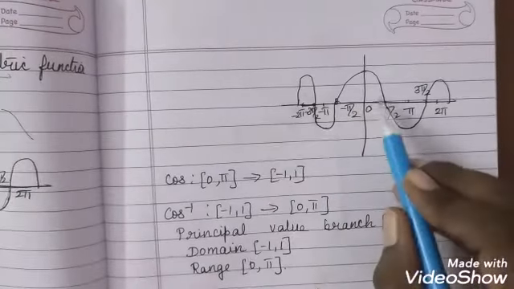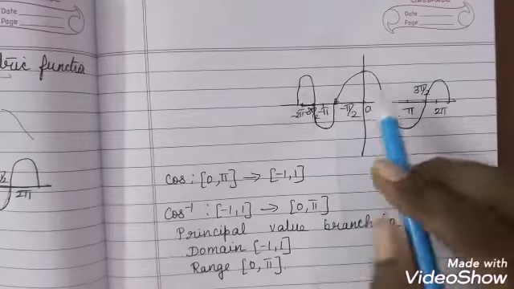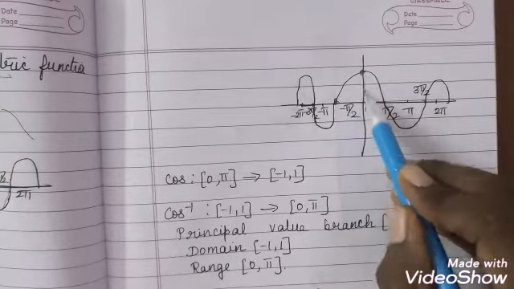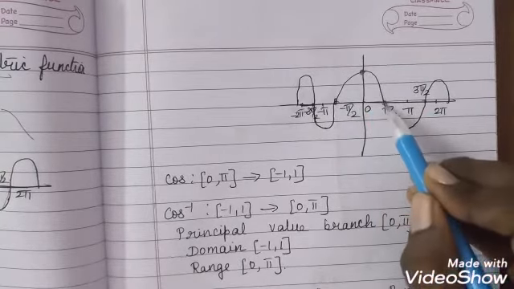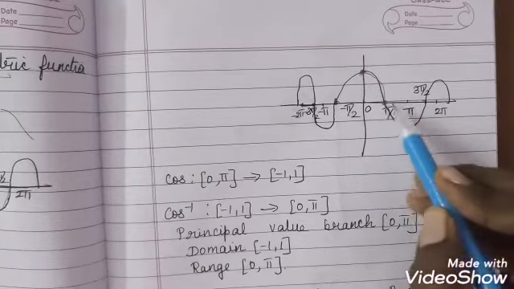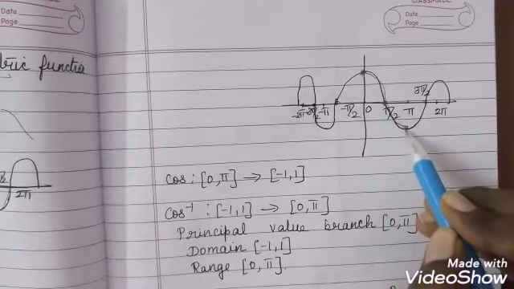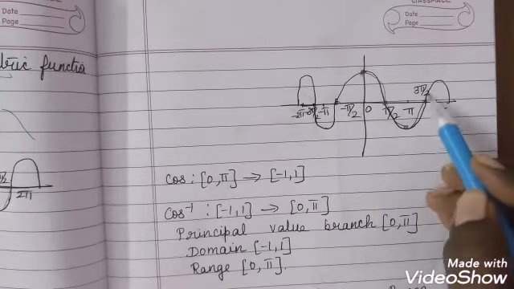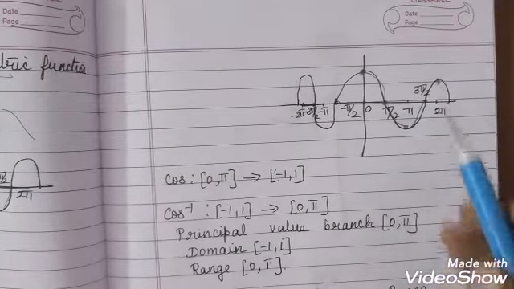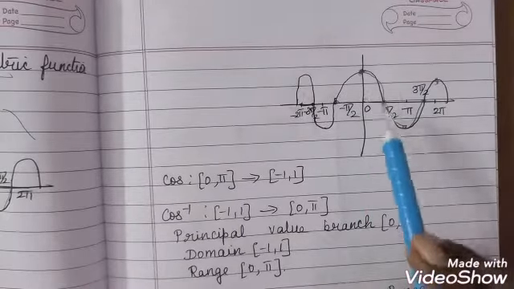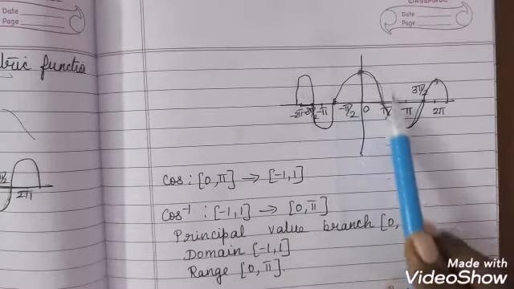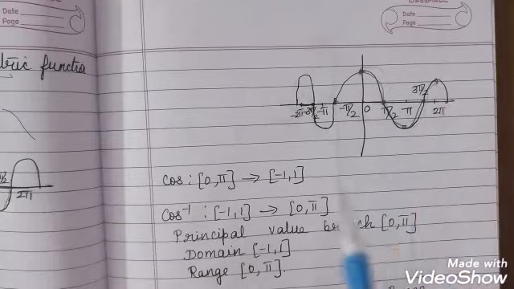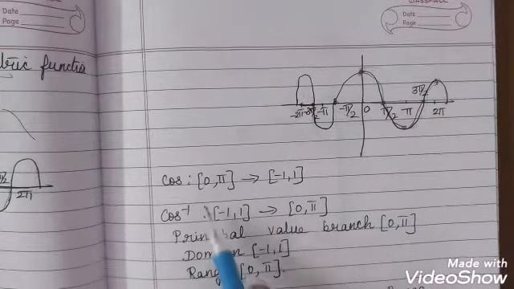So when we draw the cosine curve, what is your cos 0? It is 1. What is cos pi by 2? Cos pi by 2 is 0. What is cos pi? It's nothing but minus 1. What is cos 3 pi by 2? Again it is 0. Again cos 2 pi, that will be nothing but 1. So if you see, it oscillates between minus 1 and 1.